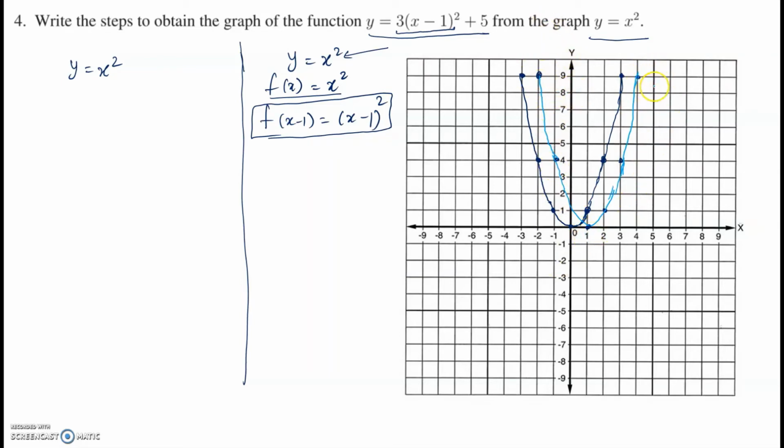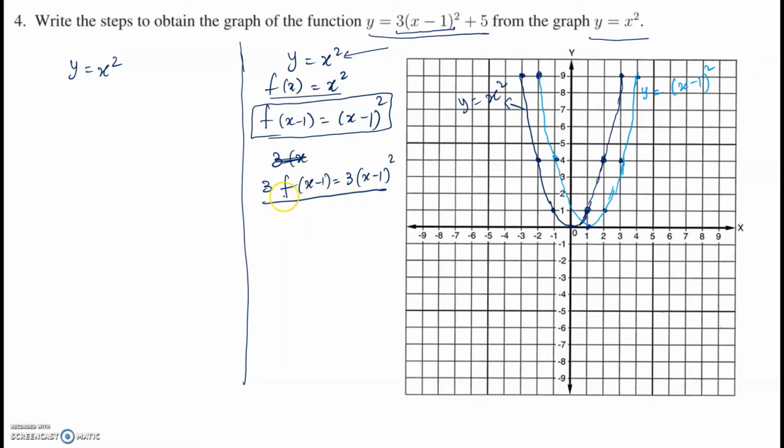Pardon me again. So this is your y is equal to x minus 1 the whole squared, and this graph is your y is equal to x squared. Now if I say 3 times f of x minus 1, then that is equal to 3 times x minus 1 the whole squared. So this becomes our new function.